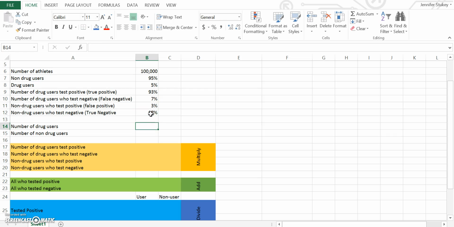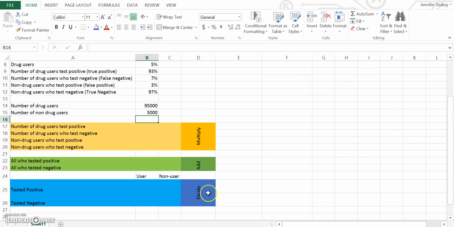Now, our total number of non-drug users in this sample is going to be 100,000, because that's what we're saying our sample is, multiplied by the percentage of non-drug users in the population, so 95,000. And drug users is the 100,000 times the percentage that is a drug user, or 5,000. Now, in order to find our Bayes probability, we are going to get mad. We are going to multiply, we're going to add, and then we're going to divide.